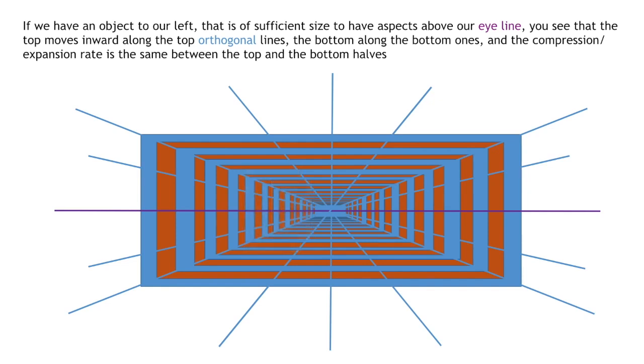But you will see that they never cross. The point at which they vanish is going to be that center point. They never cross over to another side or another quadrant of the image.